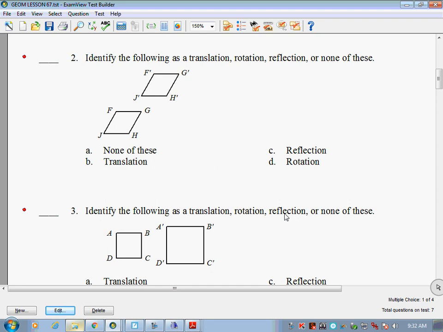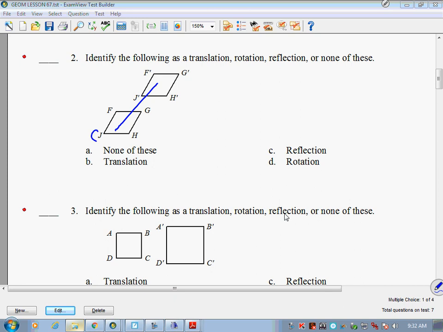Translation, because it looks like I'm sliding it, right? I'm going from here to here. That's a simple slide. Notice that the orientation hasn't changed. Now, in a rotation, the orientation will change, and in a reflection, the orientation will change. That's one of the clues that it's a translation, is that it's in the same position.